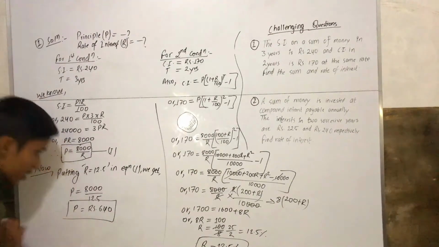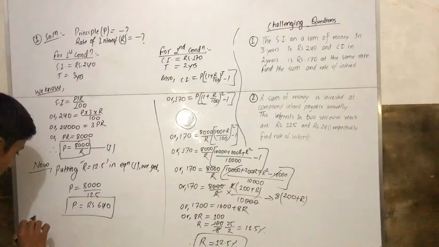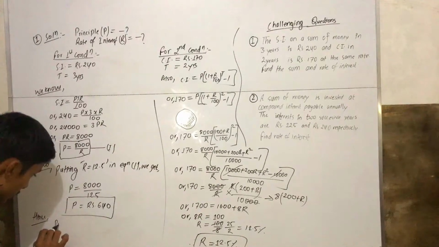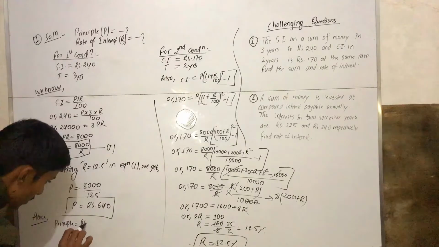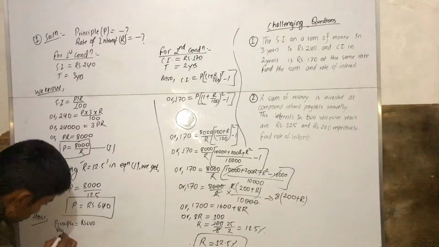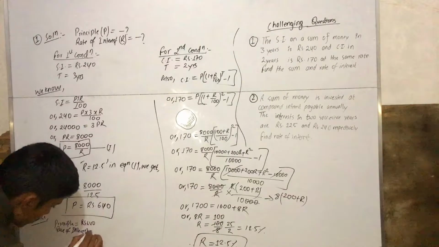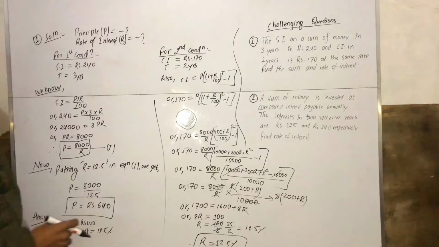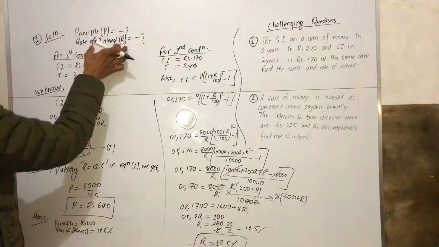This is the value of principal, this is the value of rate. So here we can conclude, hence, principal is equal to Rs 640 and rate of interest is equal to 12.5%. Okay, so let me describe it. Here we have to find principal and rate of interest.